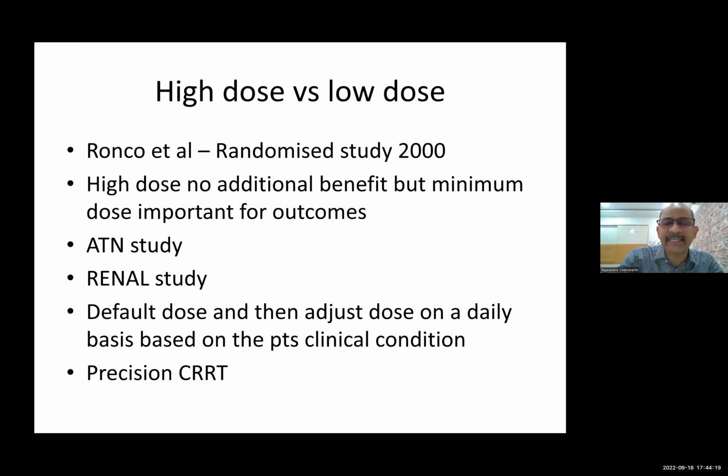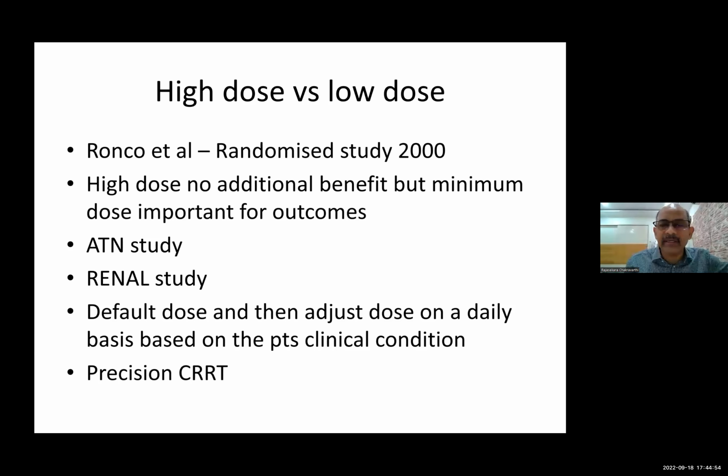2000 divided by 60 will come to roughly 30 ml. So that is the dose per kg per hour in a person. So when you go on to higher and higher doses, initially people thought the outcomes are better, but these three data, one from Ronco's unit, the ATN trial and the RENAL trial, suggested to us there is a minimum default dose that is necessary, which may be 20 ml per kg, but going beyond 30 ml per kg, there are no benefits to the outcomes, both short term and also long term.